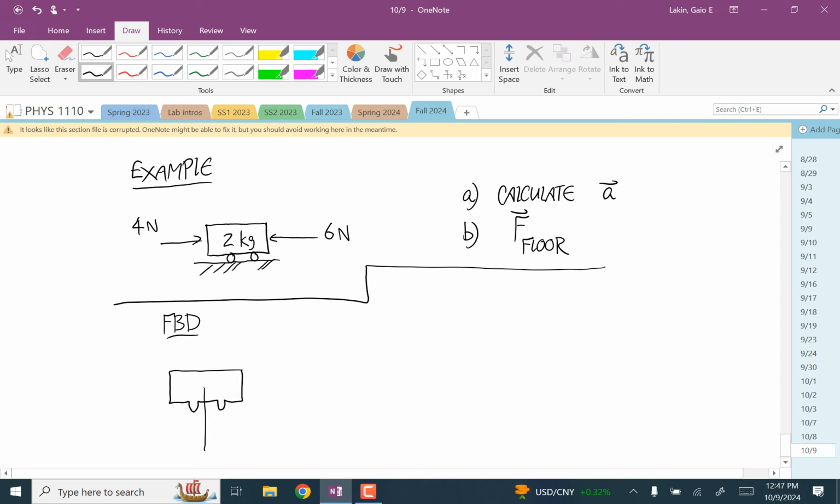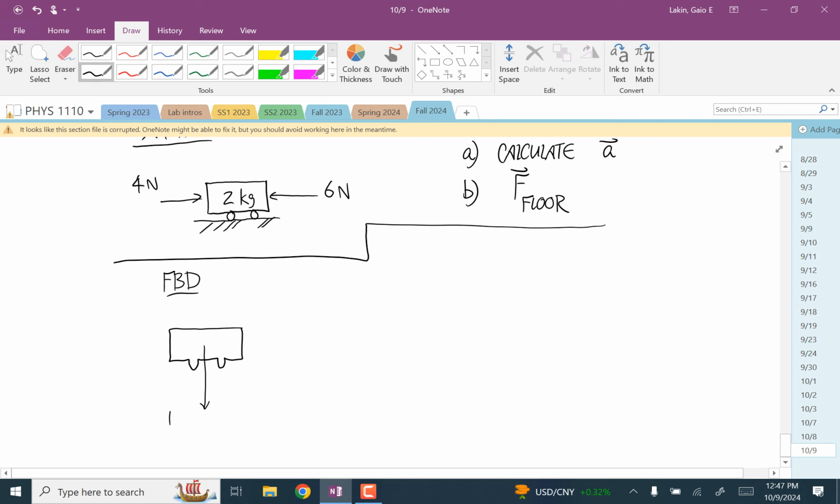A weight force down of 19.62. A pushing force up of n, and then 4 this way, and 6 this way. Okay, so next, figure out how this can move and write your expression, your starting expression for the acceleration.